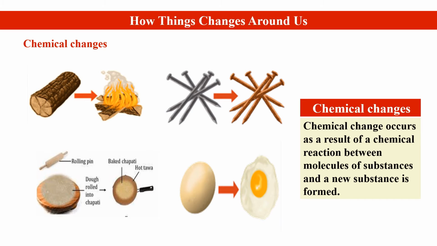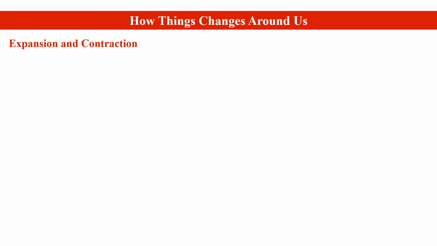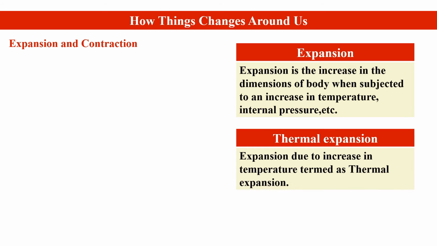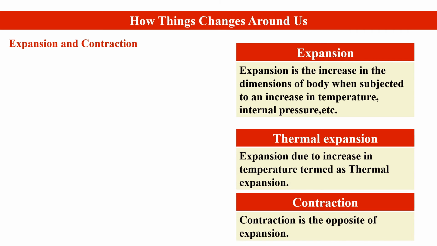Now let us learn about our last classification of change, that is expansion and contraction. Expansion is the increase in dimension of a body when subjected to increase in temperature and internal pressure, etc. If expansion happens due to increase in temperature, we call it thermal expansion. Contraction is the opposite of expansion.